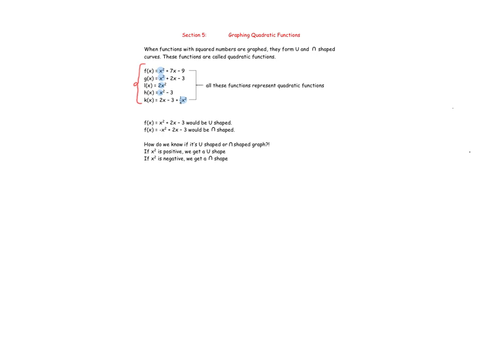The next question people always ask is, how do you know whether it's going to be a U or an N-shaped graph? Well, to answer that question, a U-shaped graph will always be positive, so there will be a positive number in front of the x squared, and an N-shaped graph will always have a negative number in front of the x squared. And as you can see, I've just written it down below. So how do we know if it's a U-shaped or an N-shaped graph? If x squared is positive, we get a U-shaped. If x squared is negative, we get an N-shaped.